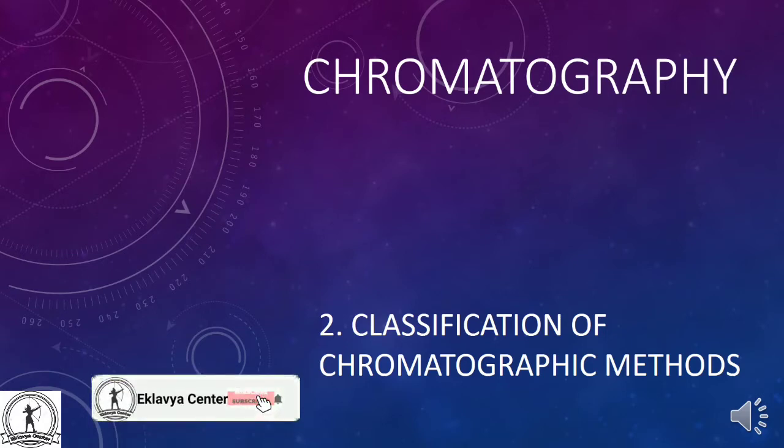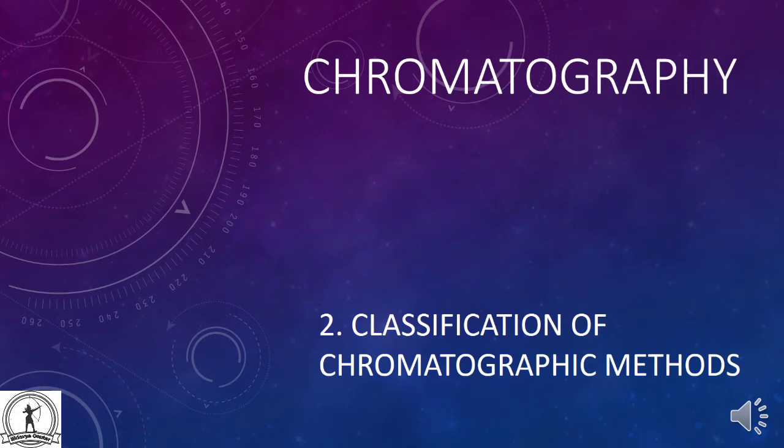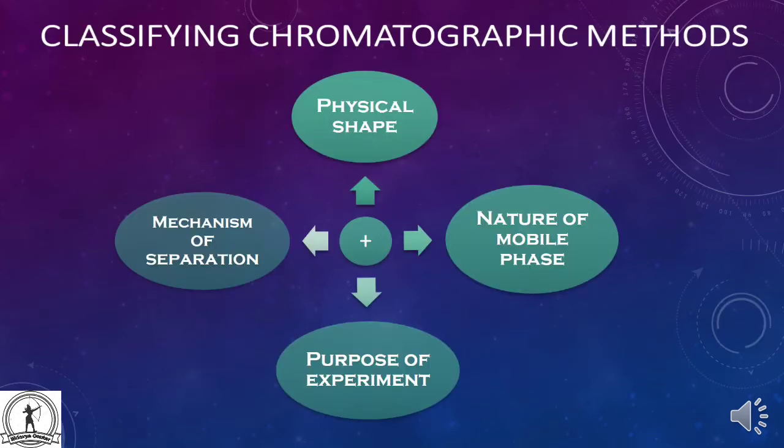Hello friends, today our topic is classification of chromatography. Four methods are there: first, by the physical shape; second, by the nature of mobile phase; third, by our purpose of experiment; and fourth, mechanism of separation.